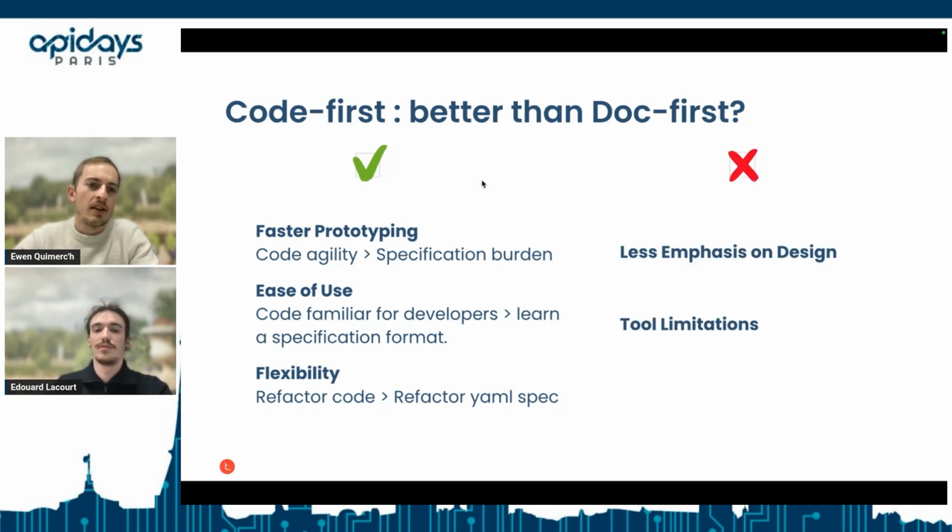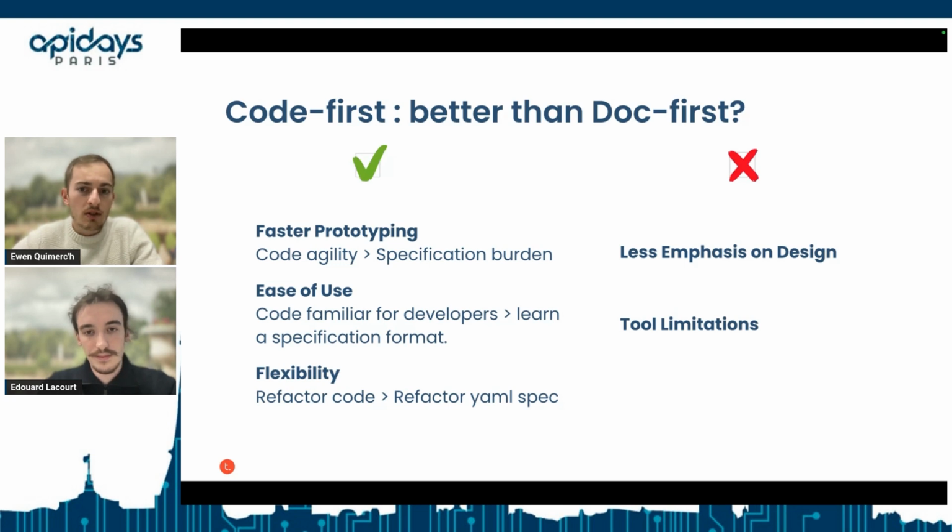But we have to be honest, it has two main cons. First, there is less emphasis on design. For example, the front-end team cannot give an OpenAPI description and ask the backend team to implement it. It's more of a backend-led approach. But in the end, the front-end team can also just come with a document, and the backend team will try to match it as a target. So it can be done.